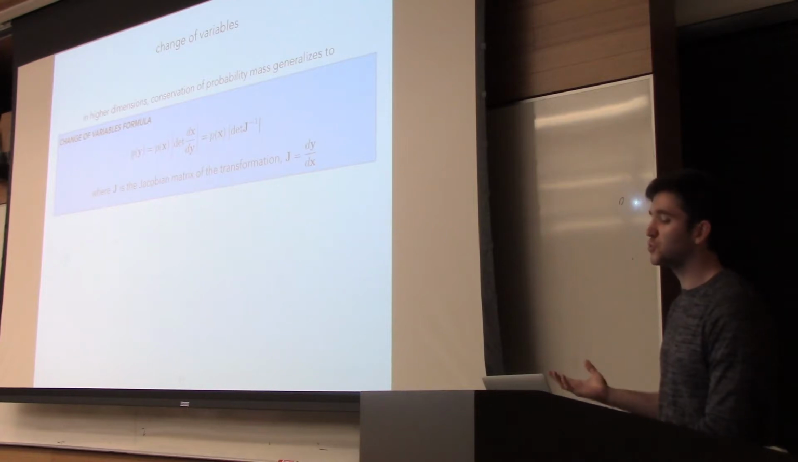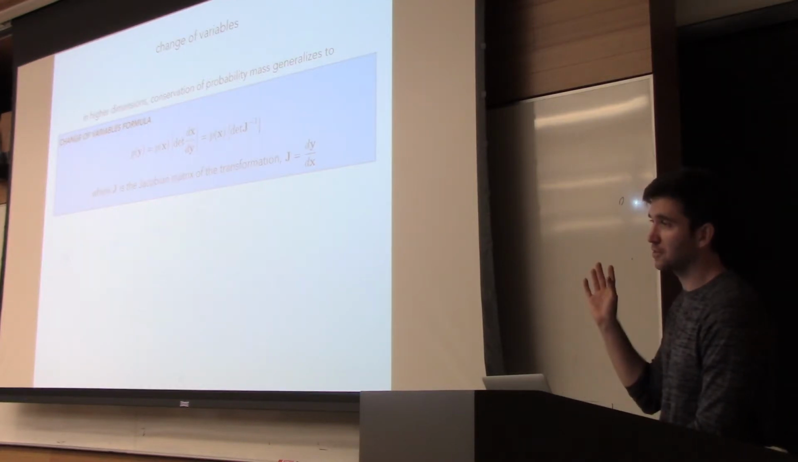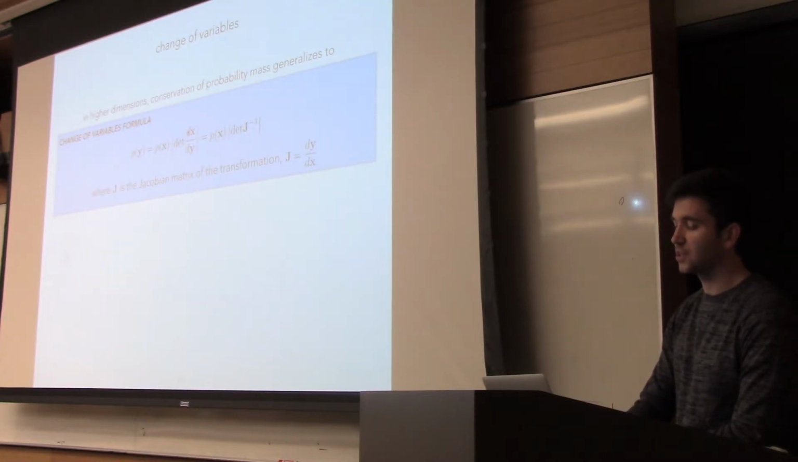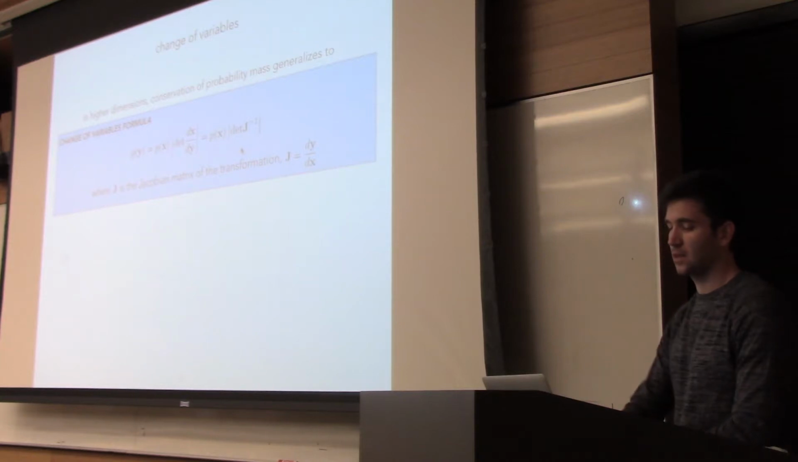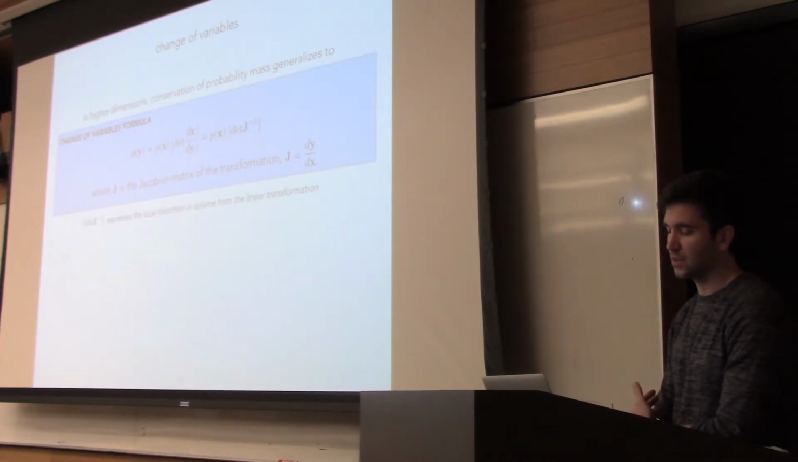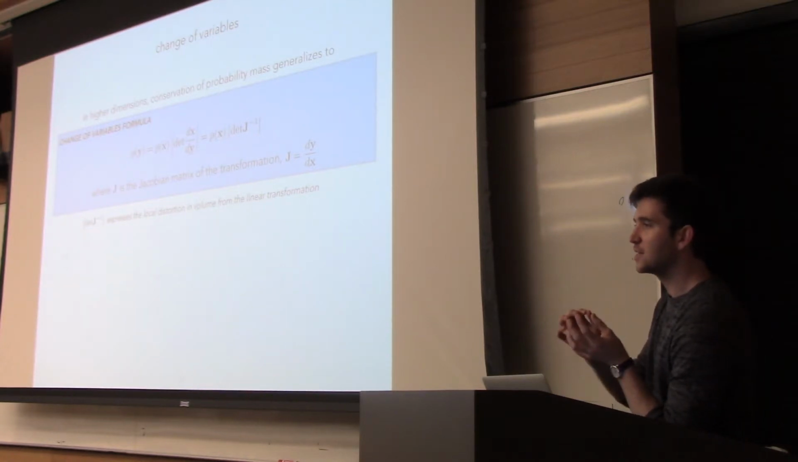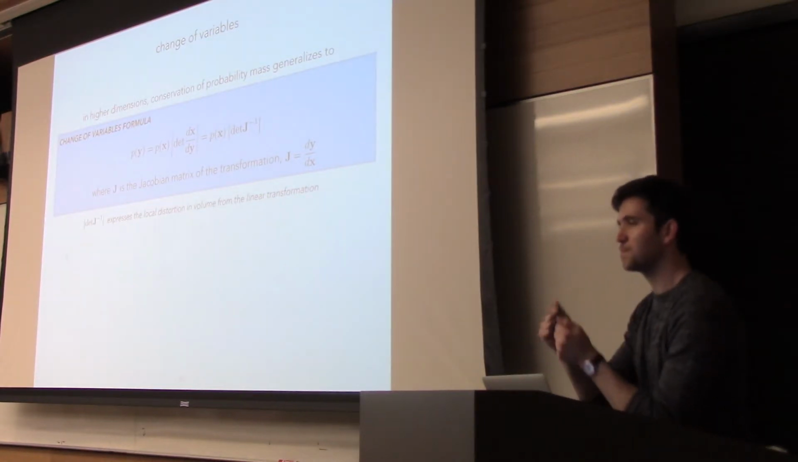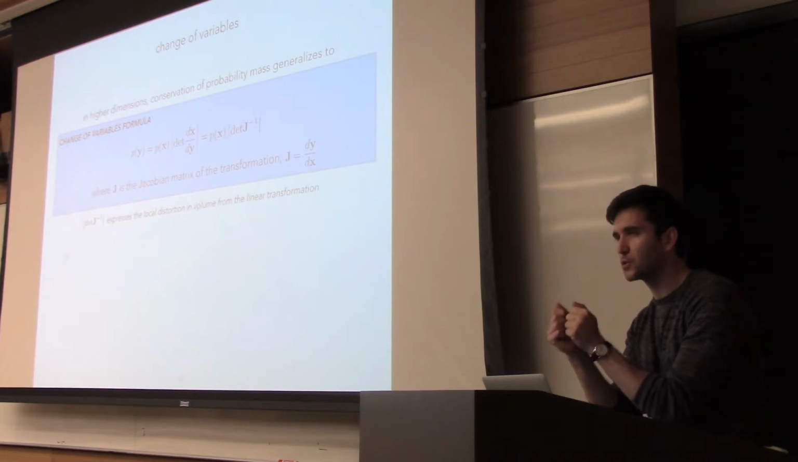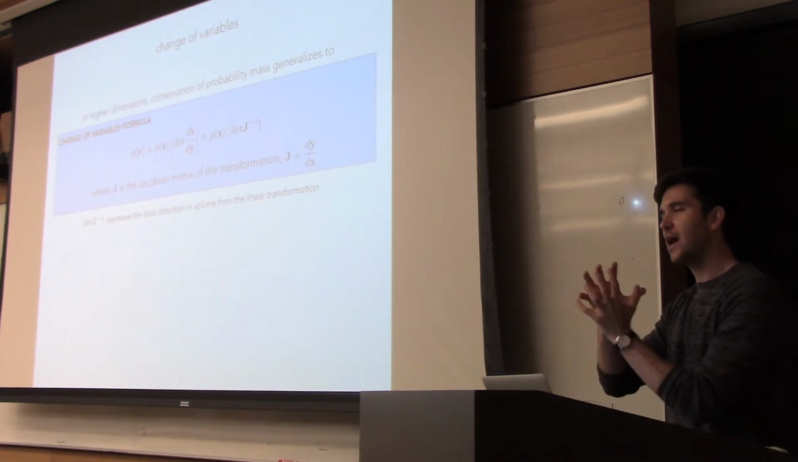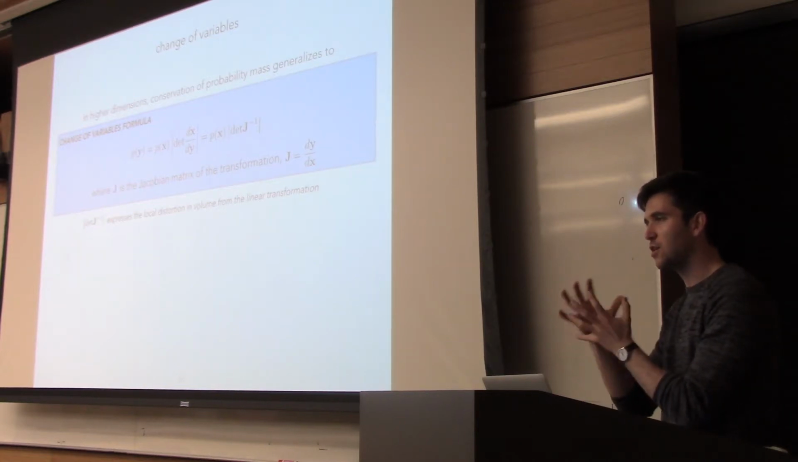In higher dimensions, you can generalize this to the following formula, where now you have the determinant of the inverse Jacobian of the transform. This quantity is a little intimidating, but what it's expressing is how you are transforming the volume in some local space. So in doing this transform from x to y, how are you changing the probability volume here?